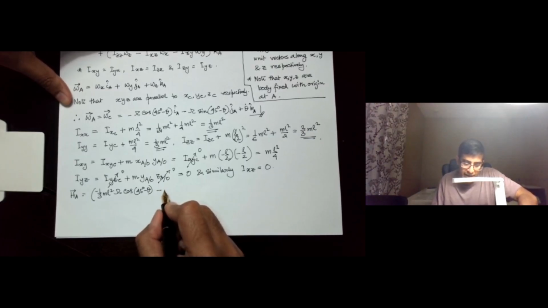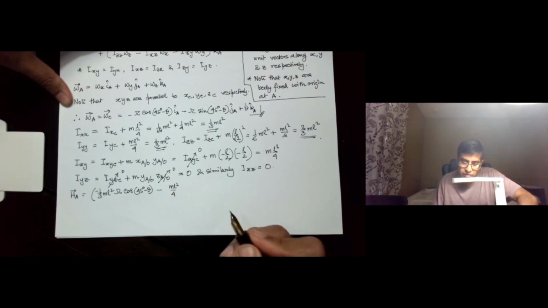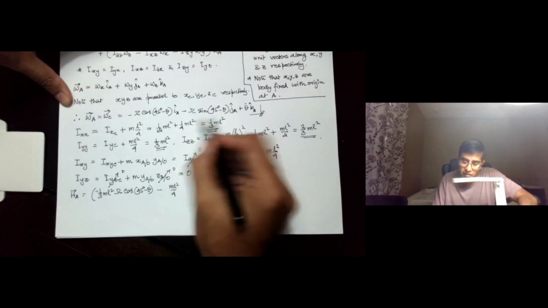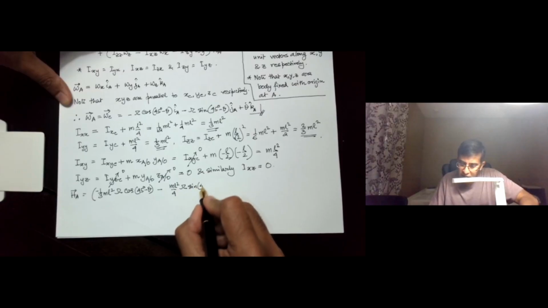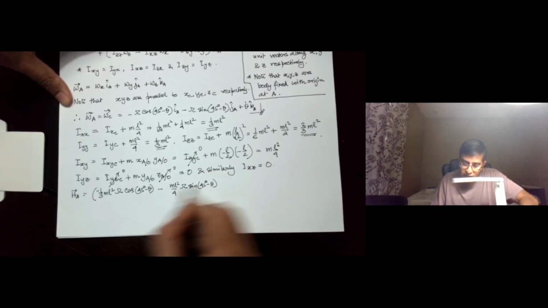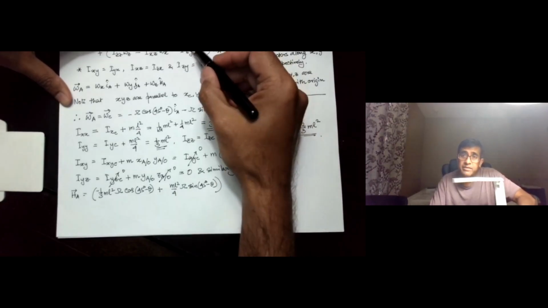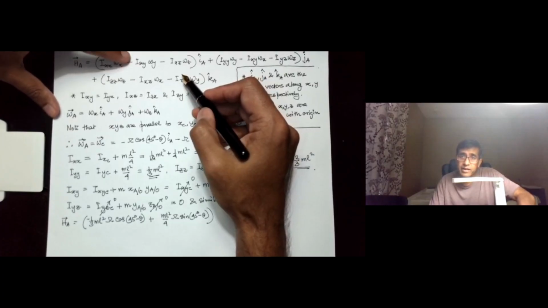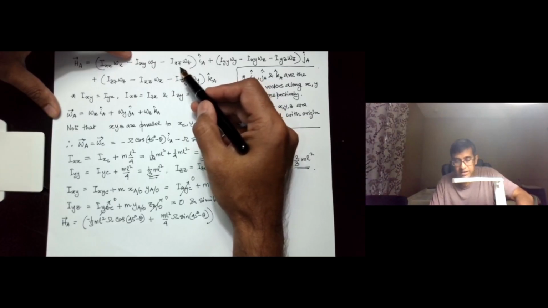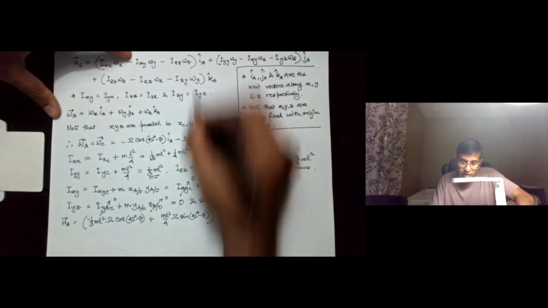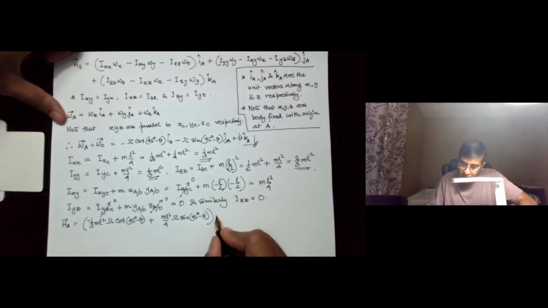minus Ixy is ml squared over 4 times omega y. Omega y is minus omega sine 45 minus theta, so sine 45 minus theta, and we need to put the minus sign, so we'll have a plus here. And then we have Ixz omega z, but Ixz is equal to 0, so therefore we will not have this term showing up in our angular momentum expression. So this is in the IA direction.